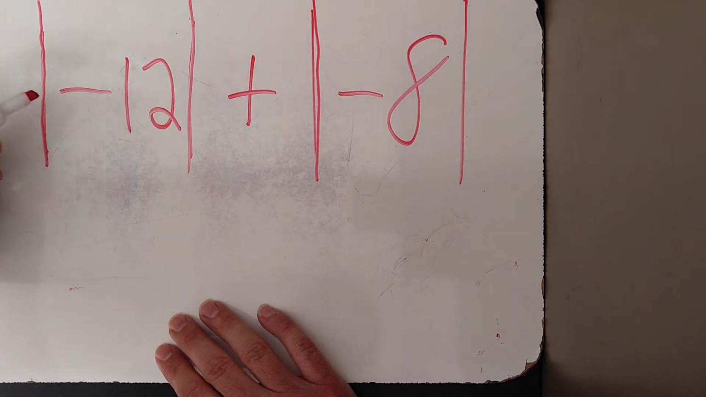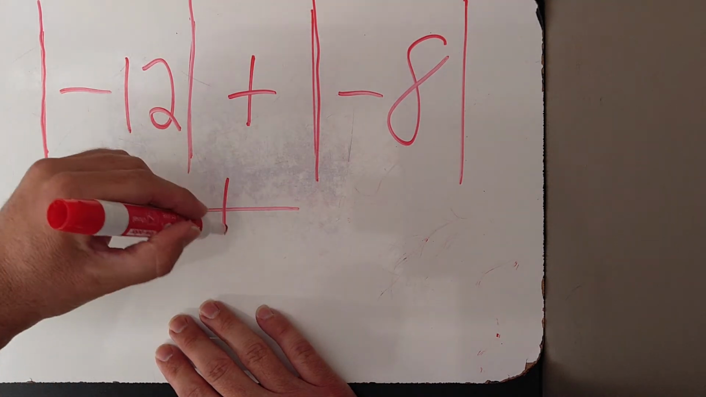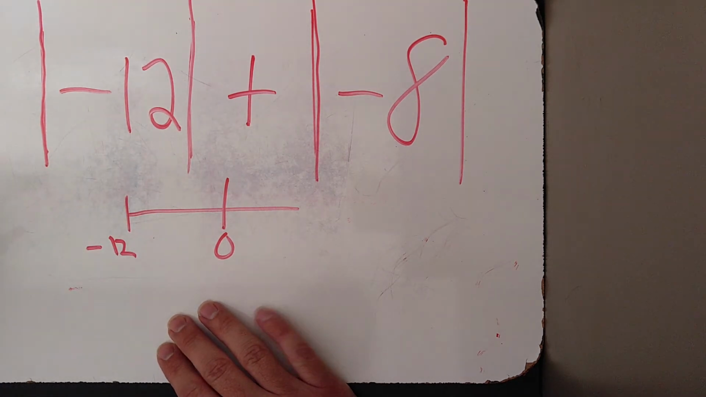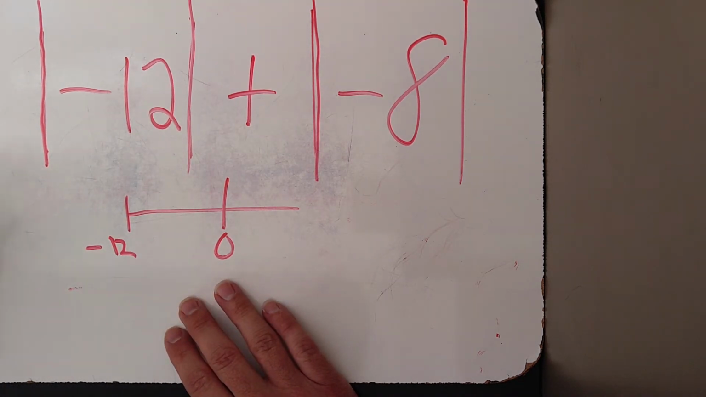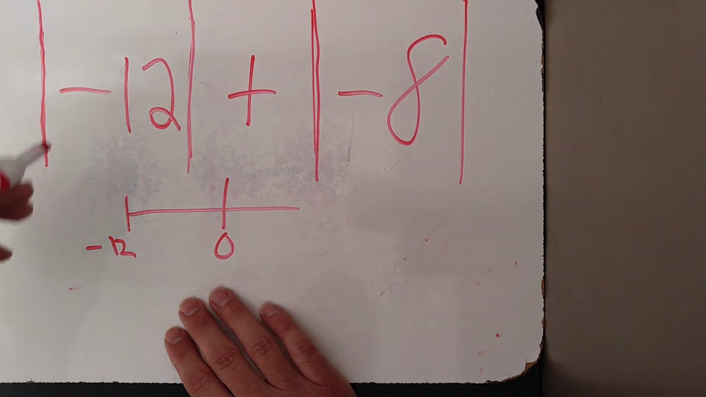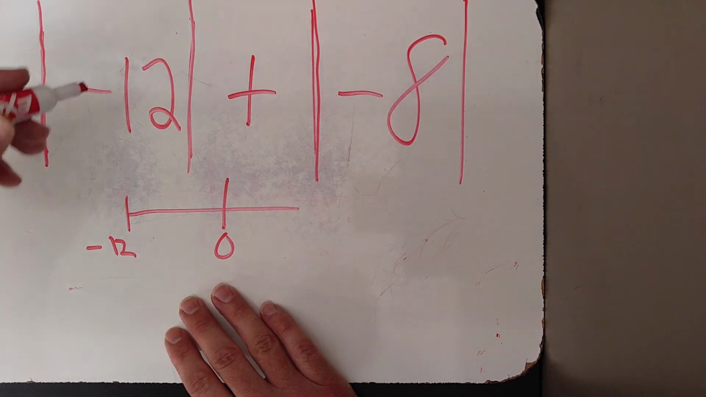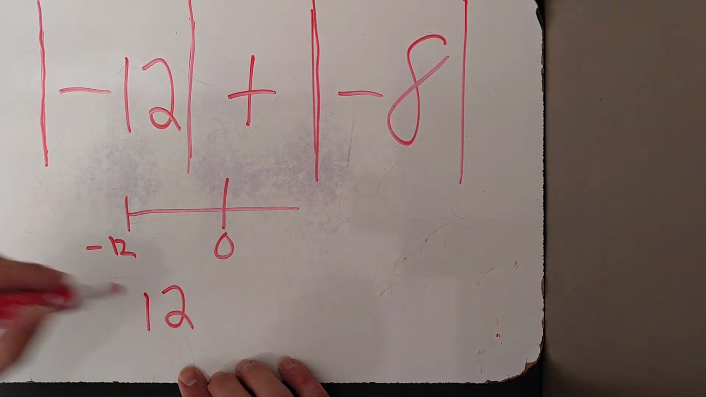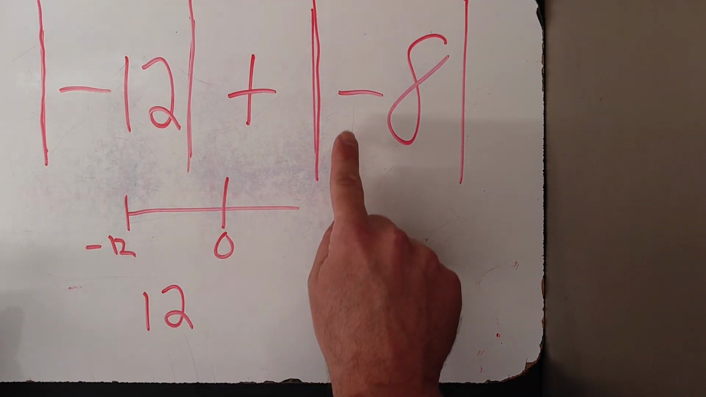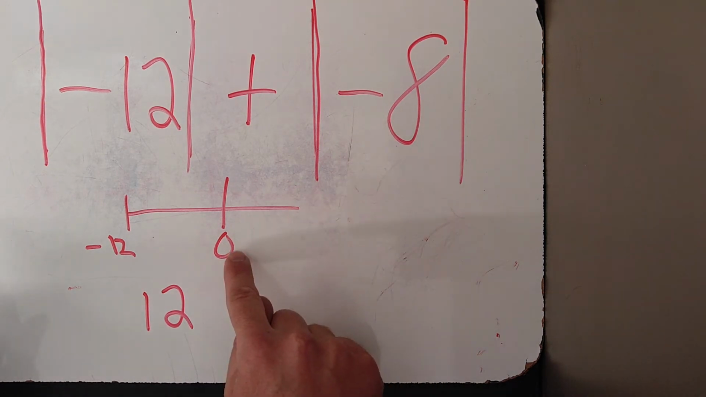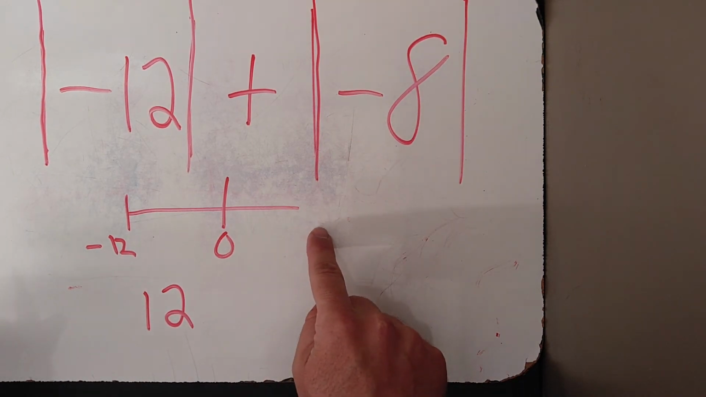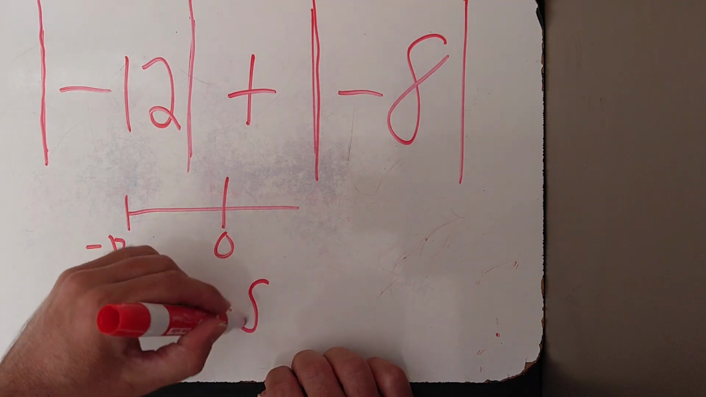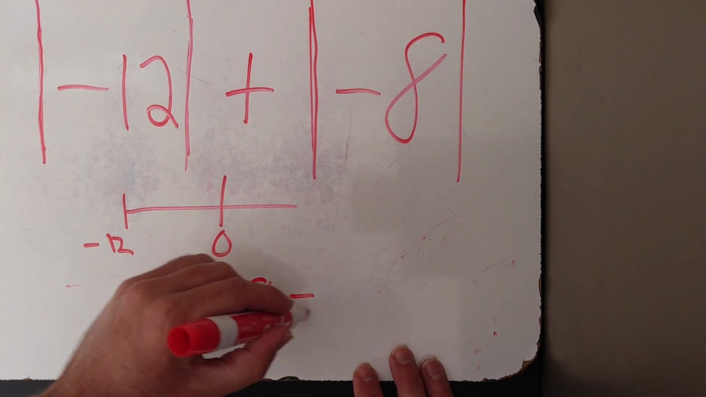So -12, if you had a number line, would be 12 spaces to the left of the 0. So you would just go by the number of 12. So you'd end up writing just -12. The absolute value of that is +12. And then for the absolute value of -8, since it would be 8 spaces from 0, you would add 12 plus 8, which would equal 20.